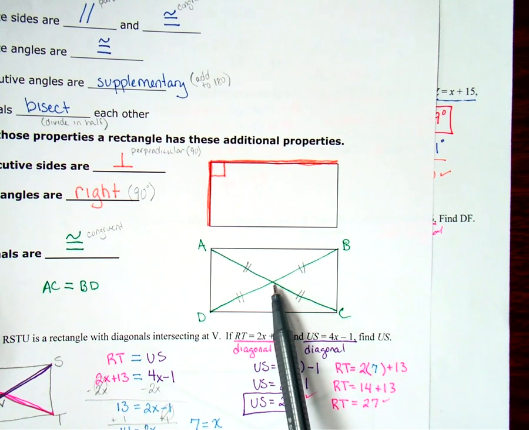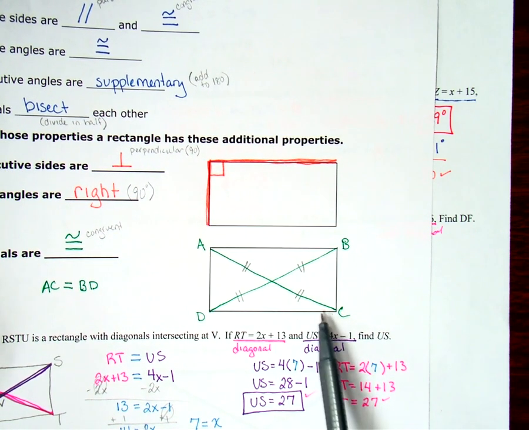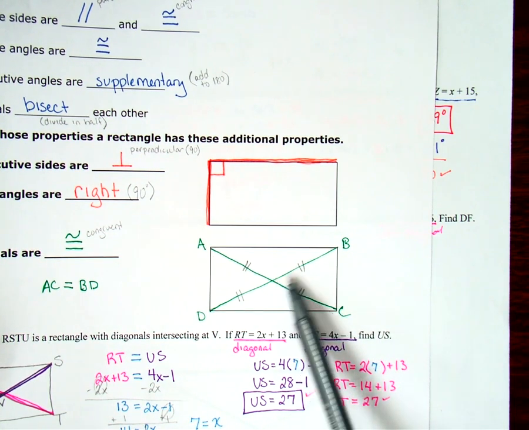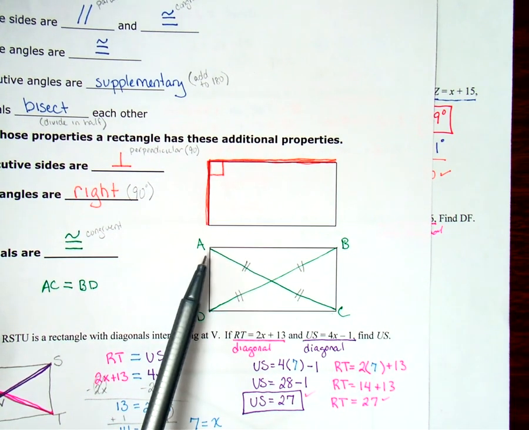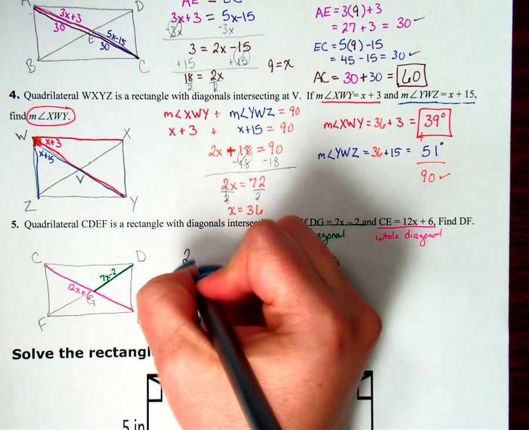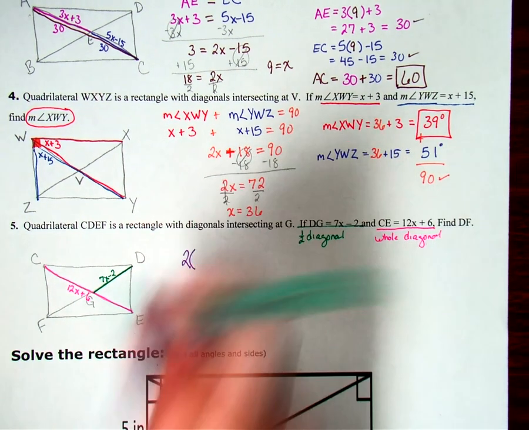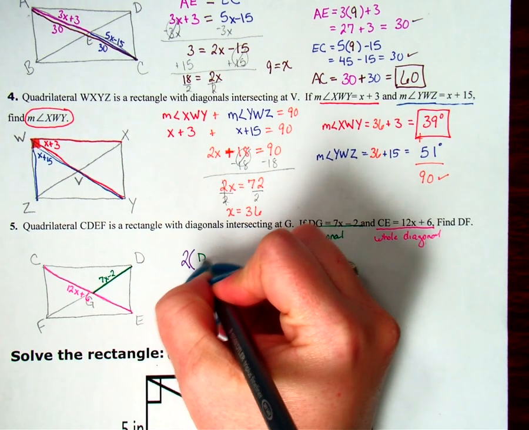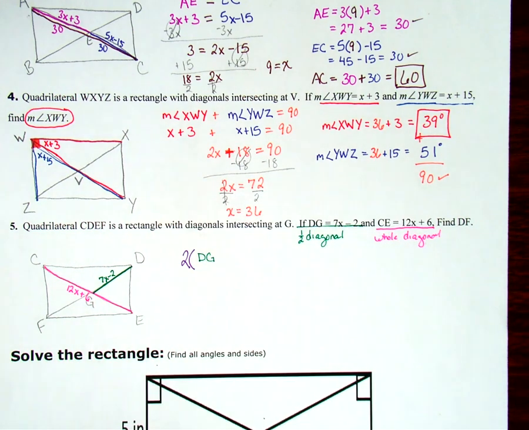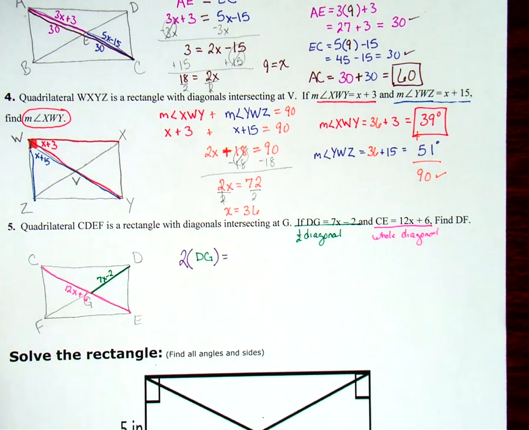So when I look at this piece here, it takes 2 of those to make this whole diagonal. So if I do 2 of these, it's going to equal this whole diagonal. Okay, so how I'm going to write that is I'm going to say if I take 2 of those half diagonals, so 2 DGs, 2 of the half diagonals is going to equal a whole diagonal.